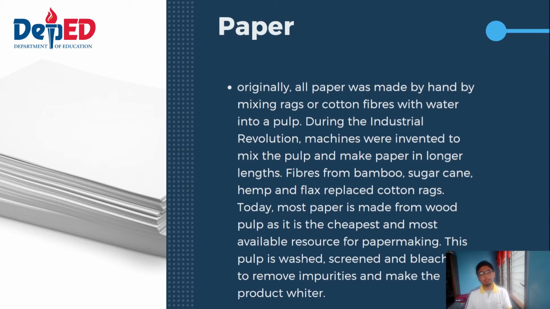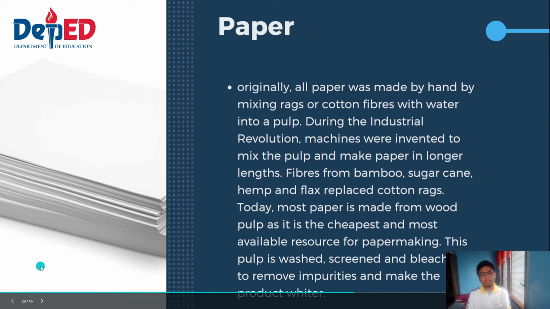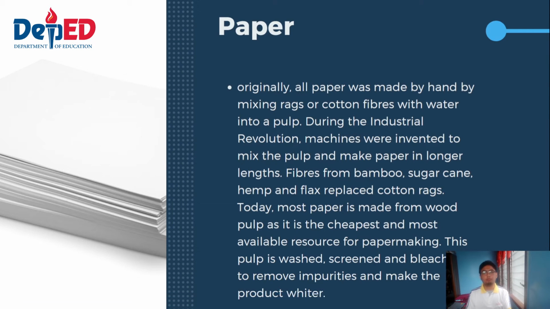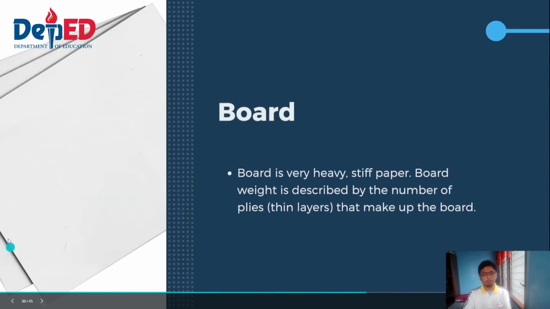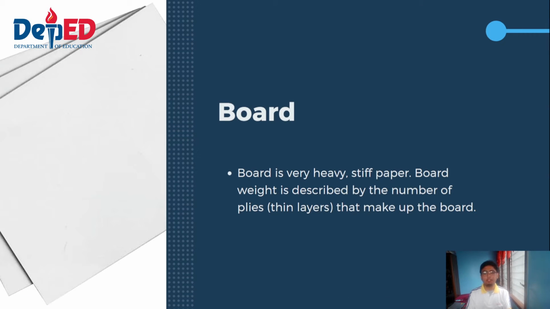But the problem is, the more paper we use, the more trees that we cut. So as much as possible, we recycle paper. Paper comes in different sizes. It depends on you on what size you're going to use. Boards are very heavy, stiff paper. Boards' weight is described by the number of plies. When we say plies, it is the number of thin layers that make up the board. An example of this is illustration board, the most commonly used during poster making contests.